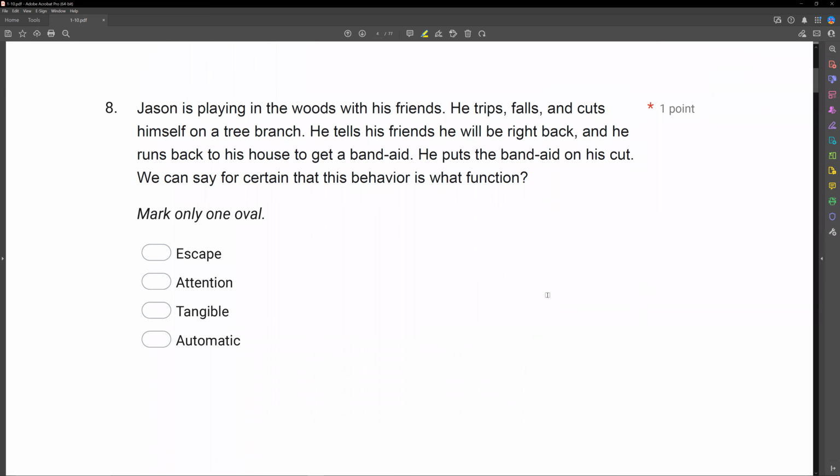We don't overthink. 8, Jason is playing in the woods with his friends. He trips, falls, and cuts himself on a tree branch. He tells his friends he will be right back, and he runs back to his house to get a Band-Aid. He puts the Band-Aid on his cut. We can say for certain that this behavior is what function?